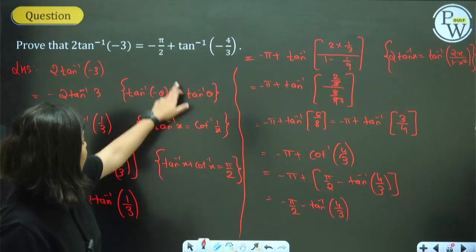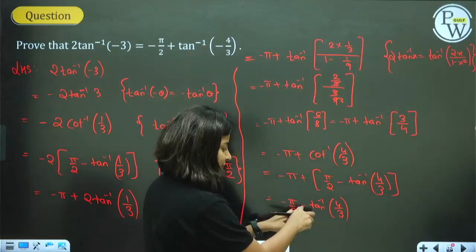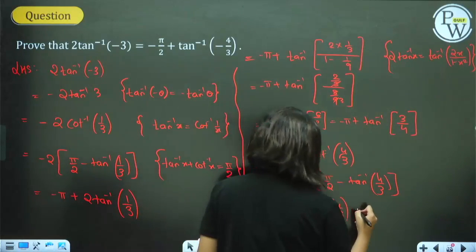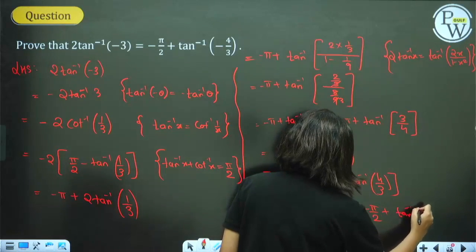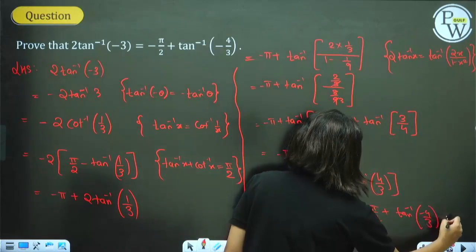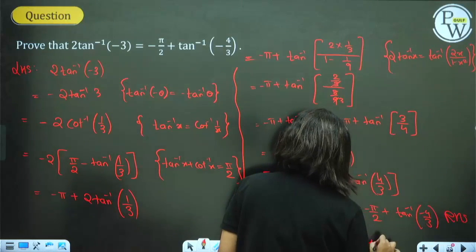Not yet. We have plus here, minus here. Okay, take this minus inside, big deal. Minus 90, take this minus inside, we will have tan inverse of minus 4 by 3. That's the RHS, hence proved.